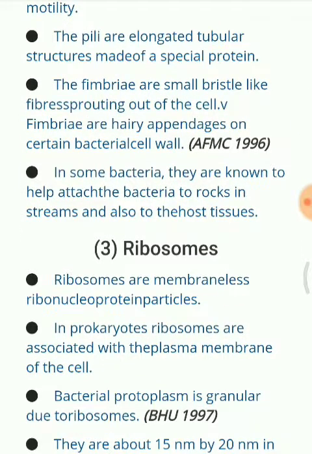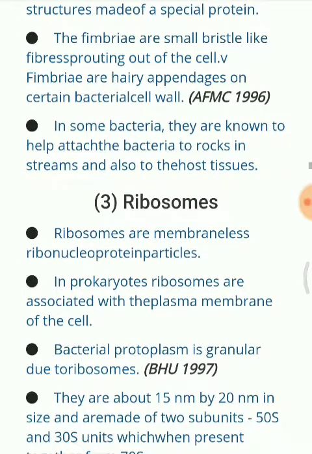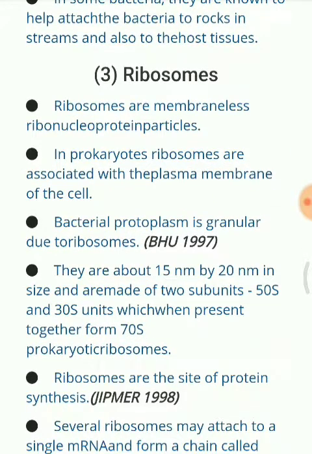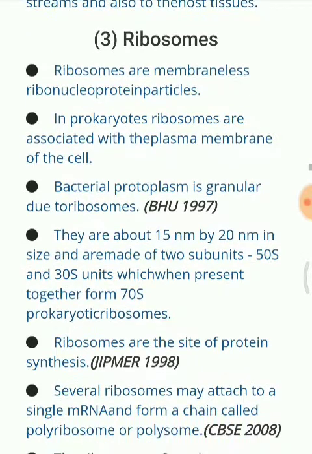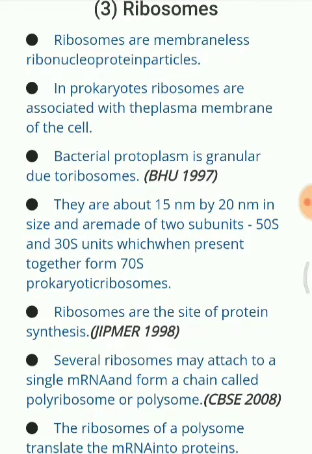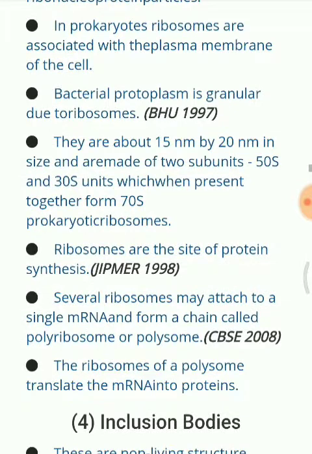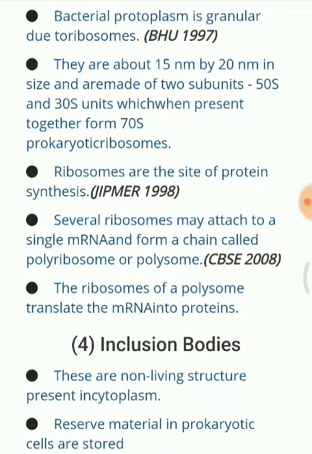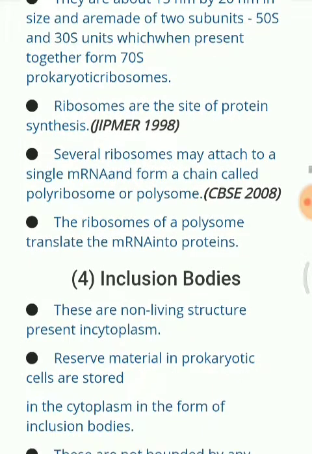Ribosomes. Ribosomes are membrane-less ribonucleoprotein particles. In prokaryotes, ribosomes are associated with the plasma membrane of the cell. Bacterial protoplasm is granular due to ribosomes. They are 15 nanometers by 20 nanometers in size and are made up of two subunits, 50S and 30S, which together represent the 70S prokaryotic ribosome. Ribosomes are the site of protein synthesis. Several ribosomes may attach to a single mRNA and form a chain called a polyribosome or polysome. The ribosomes of a polysome translate mRNA into proteins.